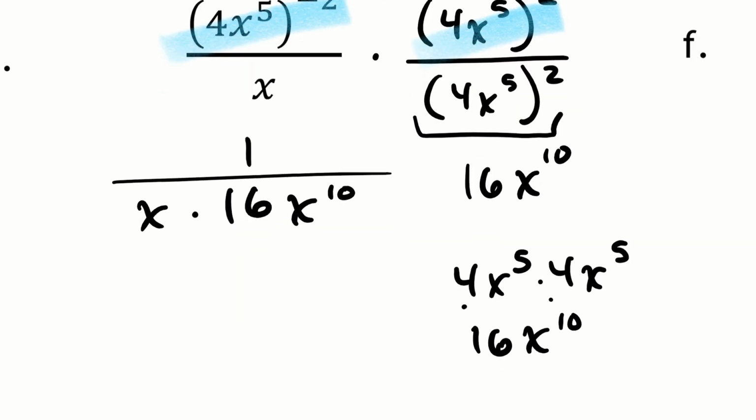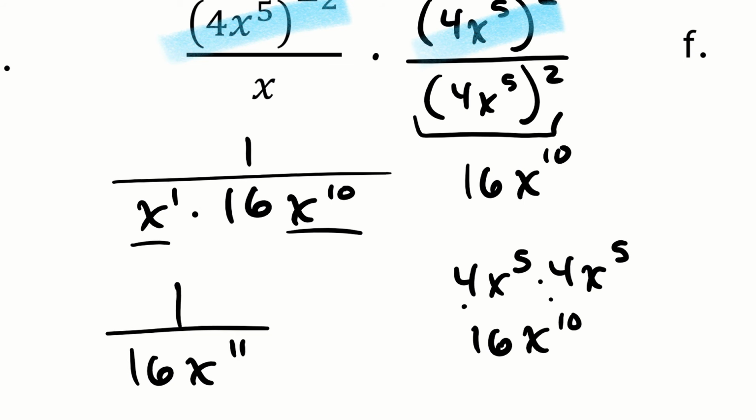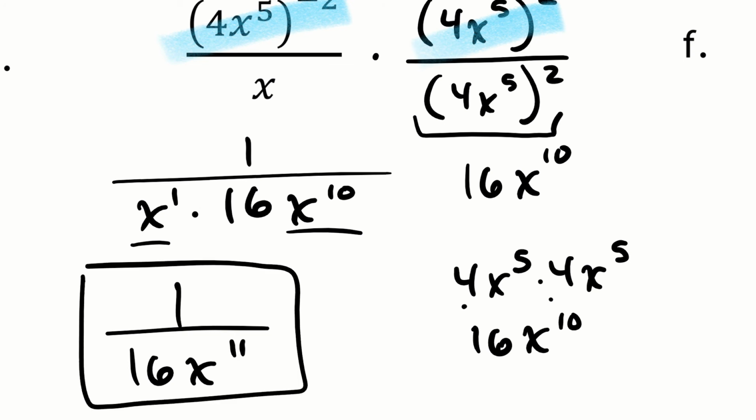And then one final thing, I've got a factor of x times 10 more factors of x, which would be 11. So I'll write this as 1 over 16 times x to the 11th power. And that was part E.